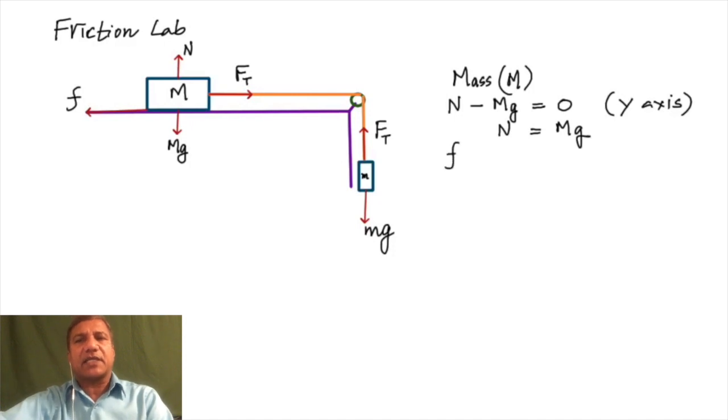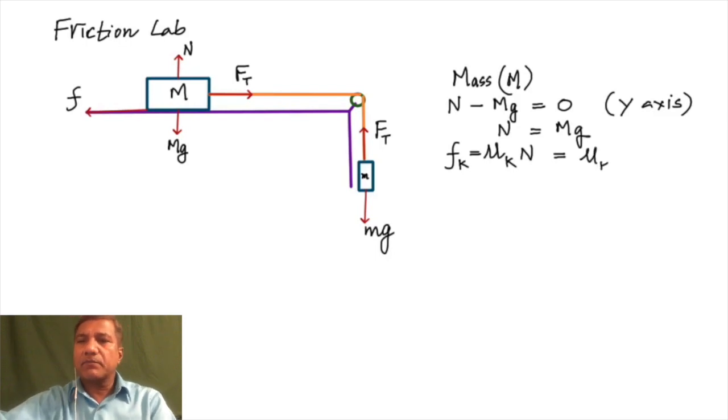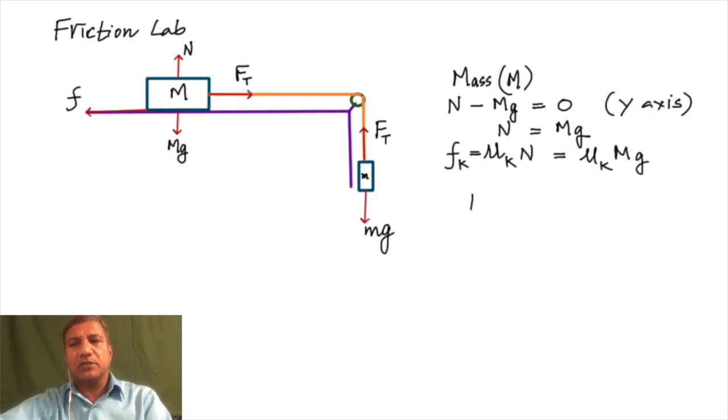Now on the x-axis, we're going to have, but before we do that, we know that the force of friction, kinetic friction in this case, is given by mu k times N, where mu k is the coefficient of kinetic friction. But N is Mg, so when you substitute, you're going to get f is equal to mu k Mg.